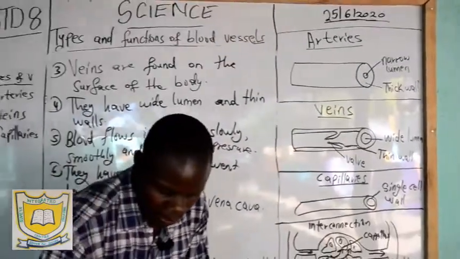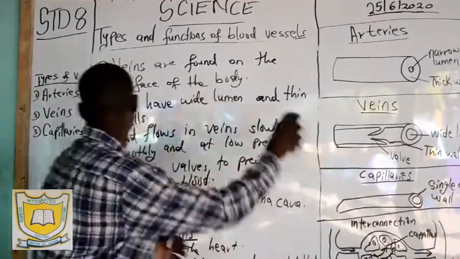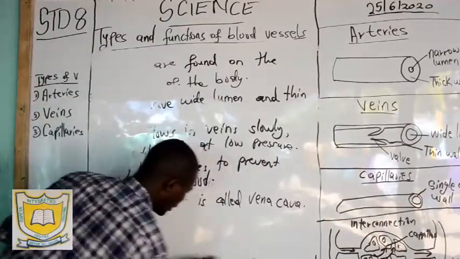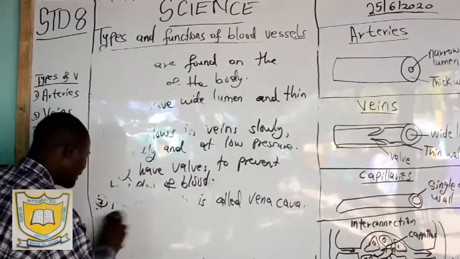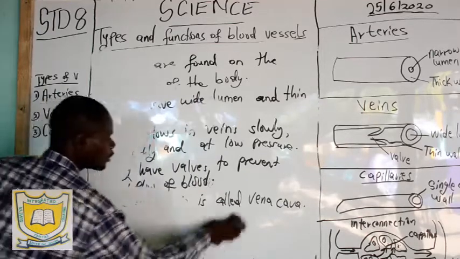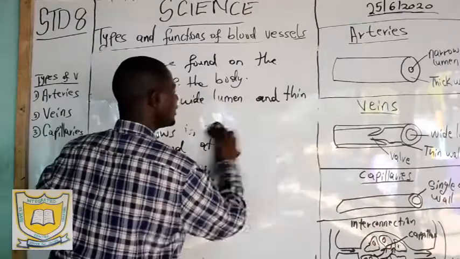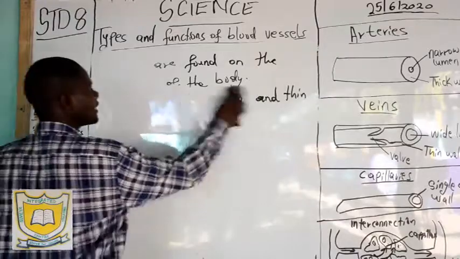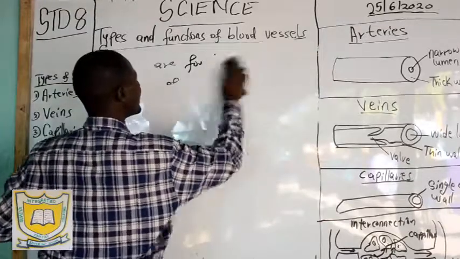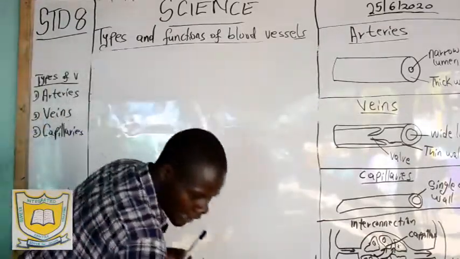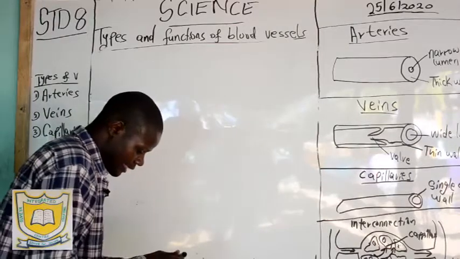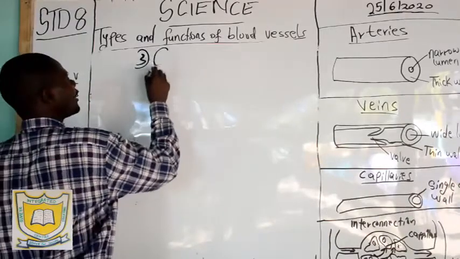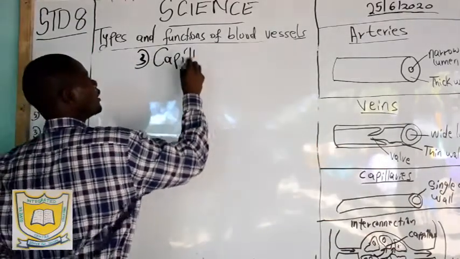Now, lastly, we will have to talk about capillaries. The last type of vessels, we will have to talk about capillaries, which are the smallest type of vessel and is only single cell vessel. You find that the tube is only having one cell. Single means one cell. So that type of blood vessel is capillaries. Now the last one is capillaries.